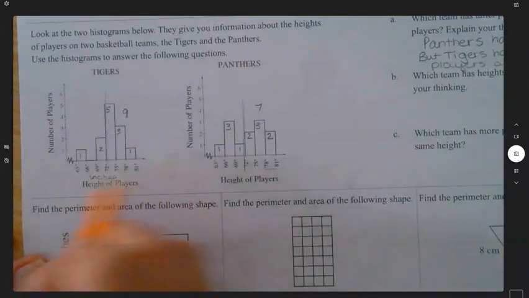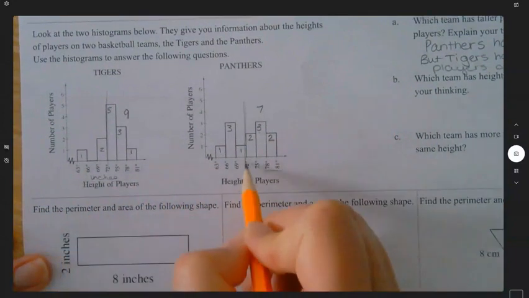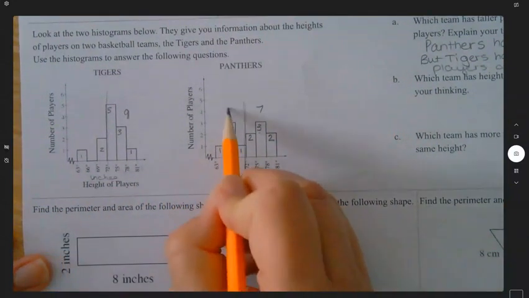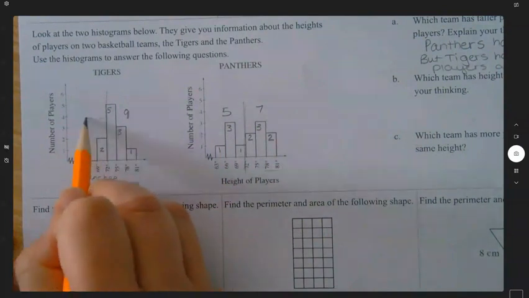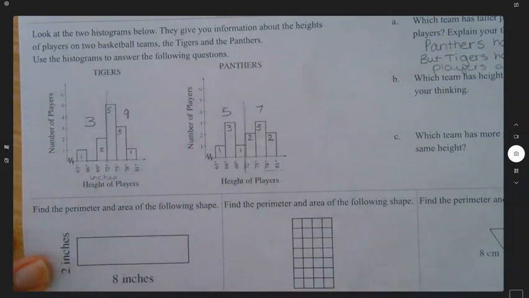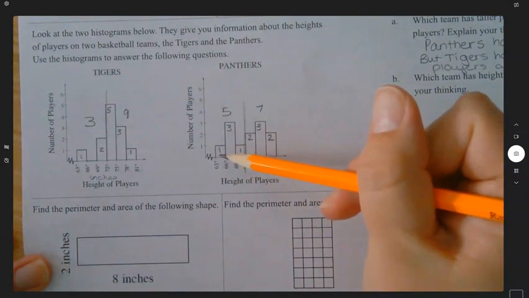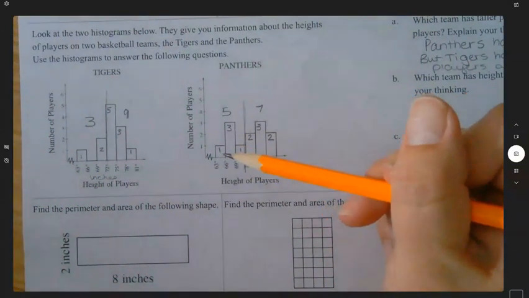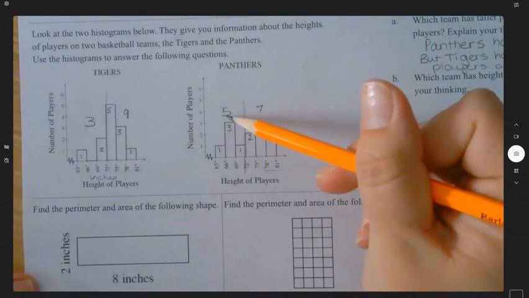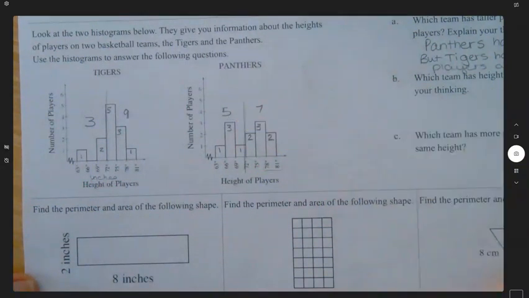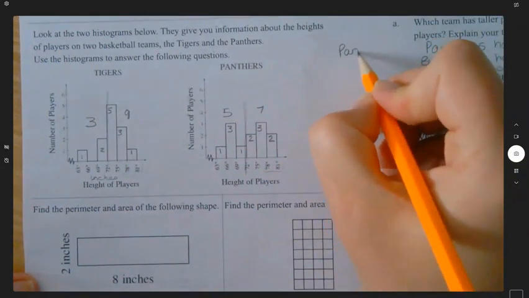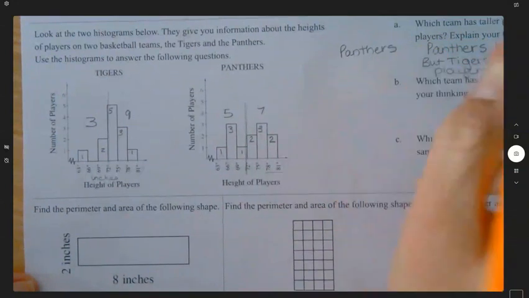Both teams have the shortest players, but if you look at that midway line, you have 5 here and only 3 here. So you could say both have an equal amount of short players or shortest player, and then the Panthers have the most shortest players.